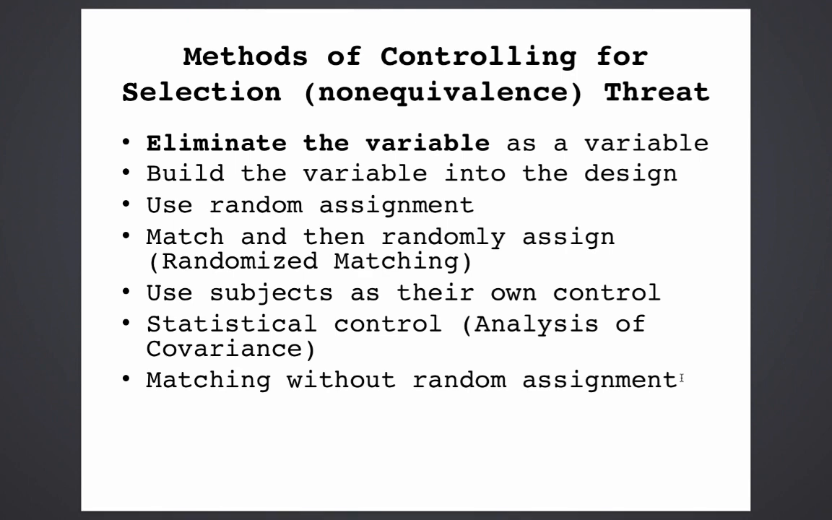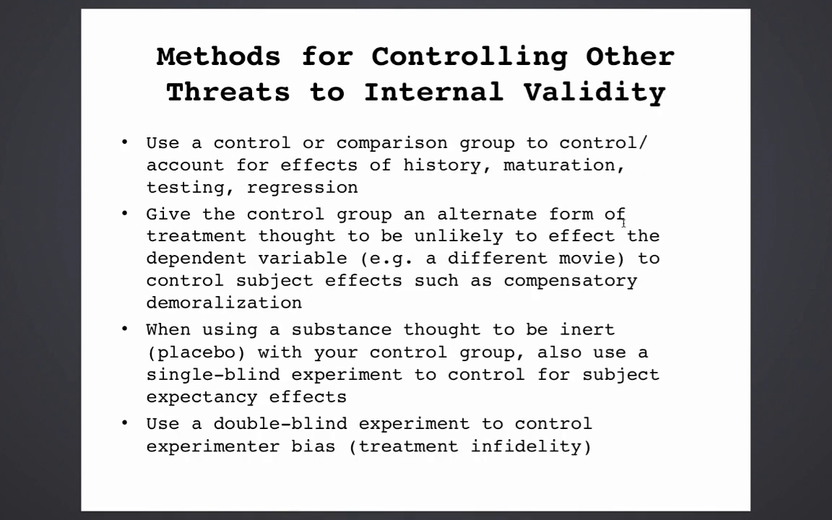So what are some of the other methods for controlling for the other threats to internal validity? We talked about selection bias or selection threat in the last slide. Now we're going to talk about some of those other things like history, maturation. Well, the most powerful way to control for a lot of those things is to employ a control group or a comparison group. And the idea here being that if you have a control group, then you can say that any difference that they experience or improvement that they experience has to be from history, maturation, testing, regression, whatever it is.